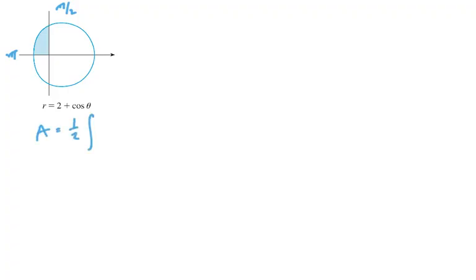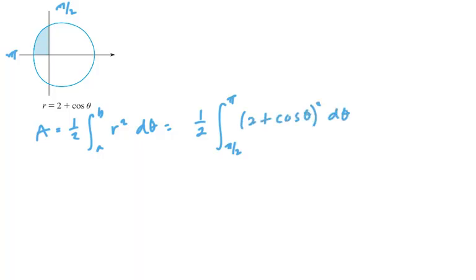So let's look at one where they give you a graph. Let me bring that graph into this. Now we can see this bounded area is from pi over 2 to pi. So we're going to use the area formula. Area is 1/2 times the integral from a to b of r squared d theta. So we're going to say 1/2 times the integral from pi over 2 to pi, and our radius is 2 plus cosine theta, squared, d theta.